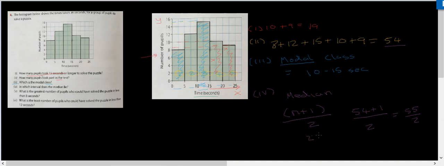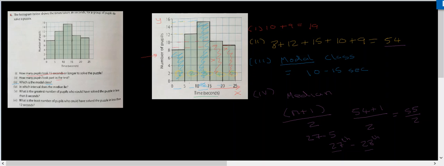Now remember, this isn't the median, this is the position where the median value lies. So it's going to be between the 27th and 28th student, or position. Basically the median value is whatever value the 27.5th student has, but it's not a whole number, so it's somewhere between the 27th and 28th student. So what you need to work out is which class group contains the 27th and 28th student?